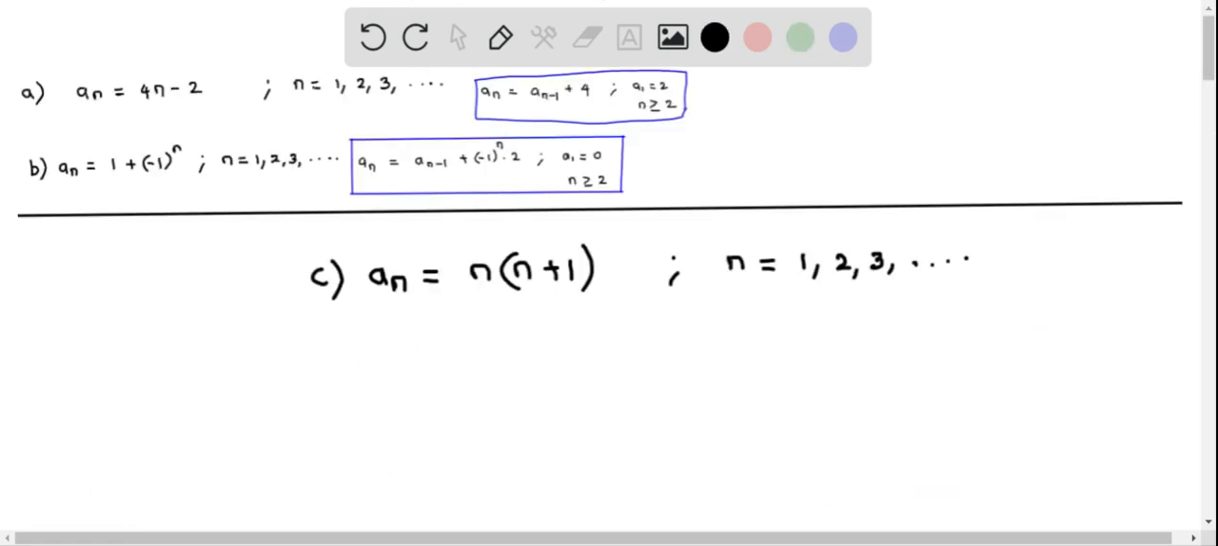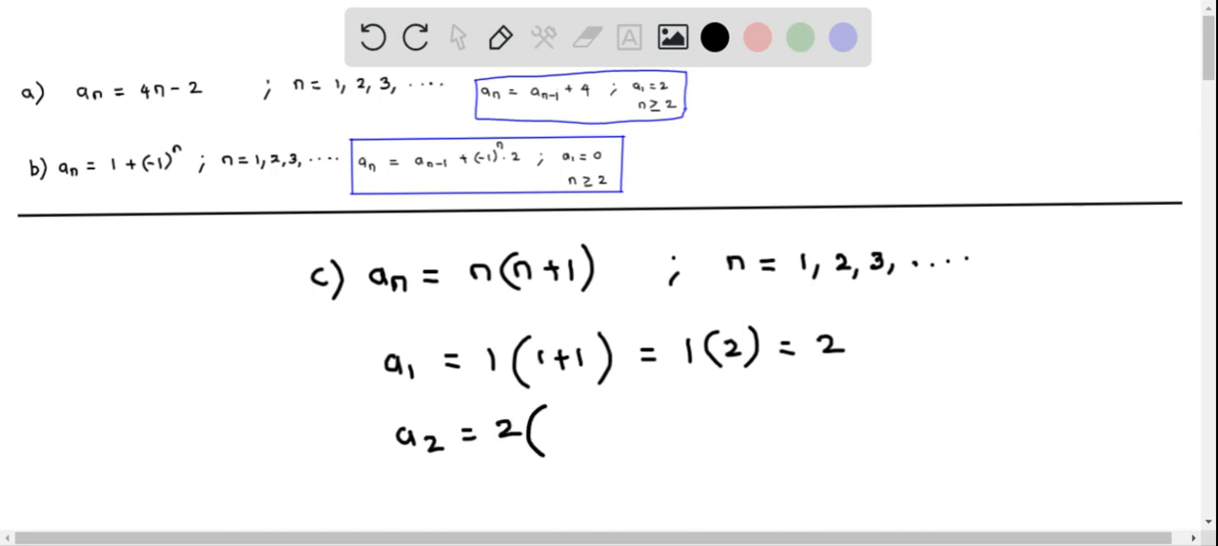Let's do part C. So first, let's find a1 by plugging in n equal to 1 into the given sequence formula. So a1 equals 1 times 1 plus 1, and this gives 1 times 2, which is 2. And let's find a2 by plugging in n equal to 2. So therefore this becomes 2 times 2 plus 1. 2 plus 1 inside the bracket is 3. So we get 2 times 3 equals 6.